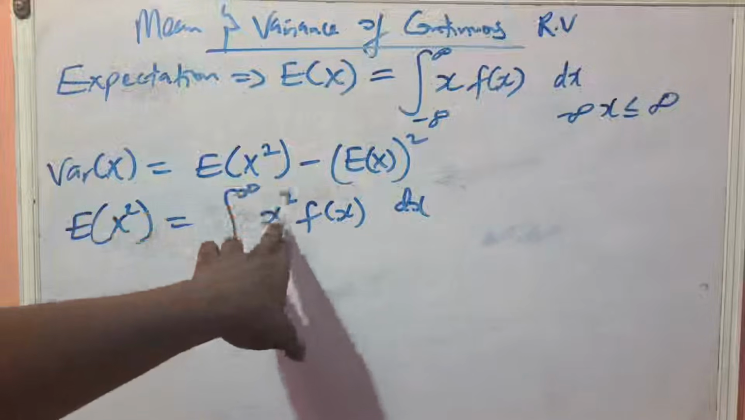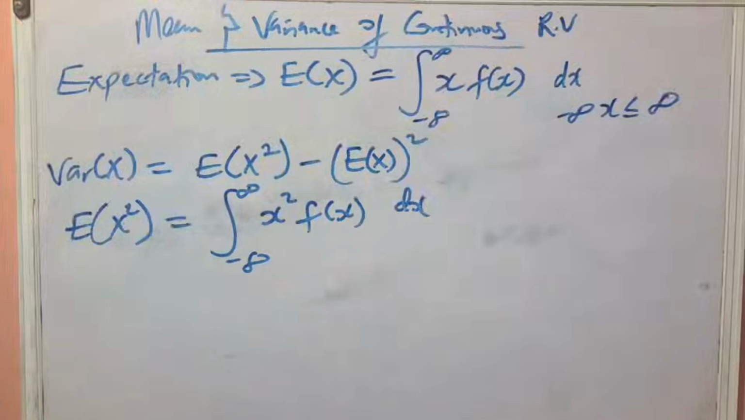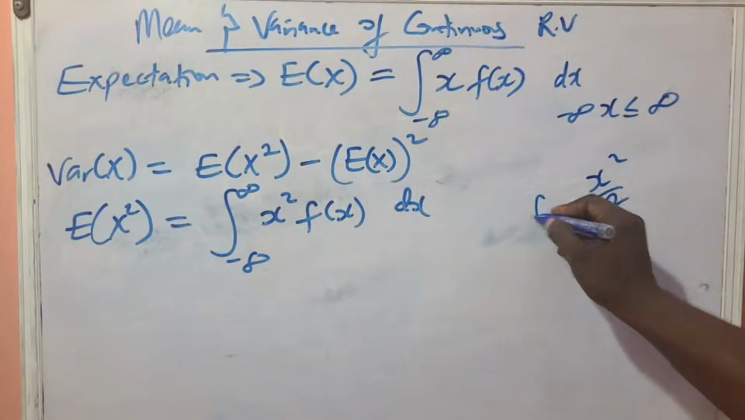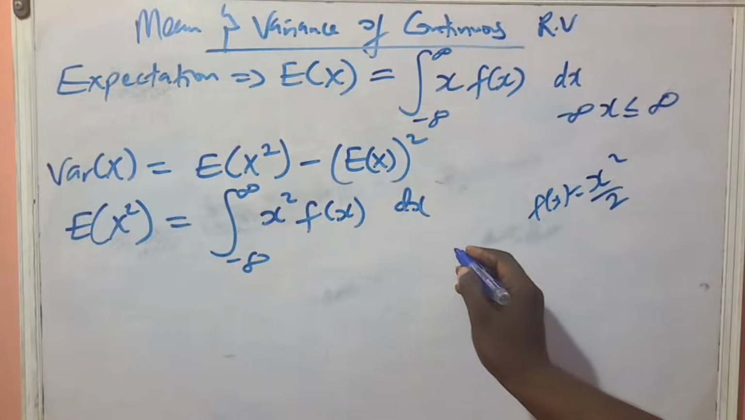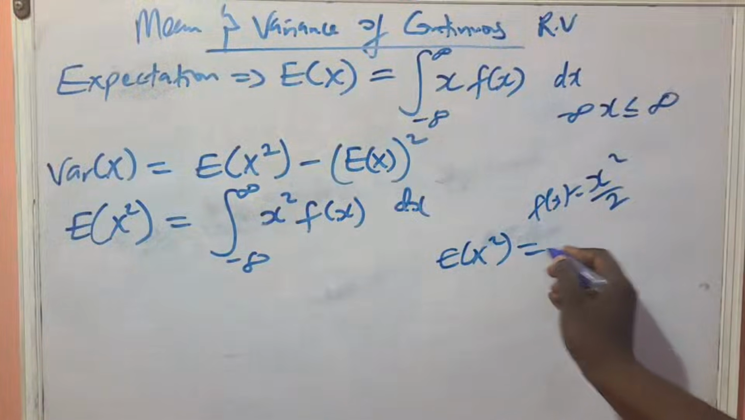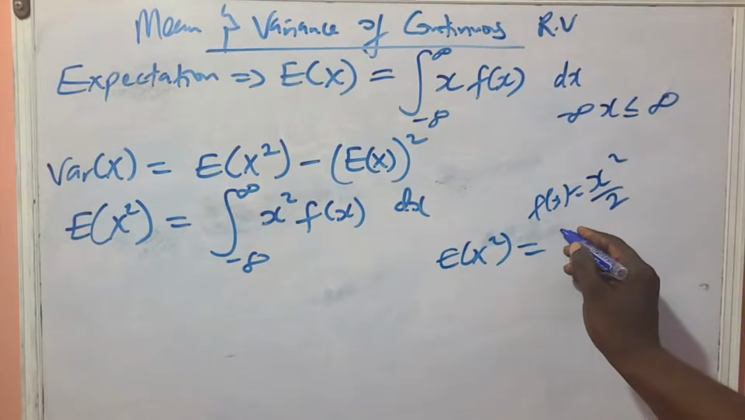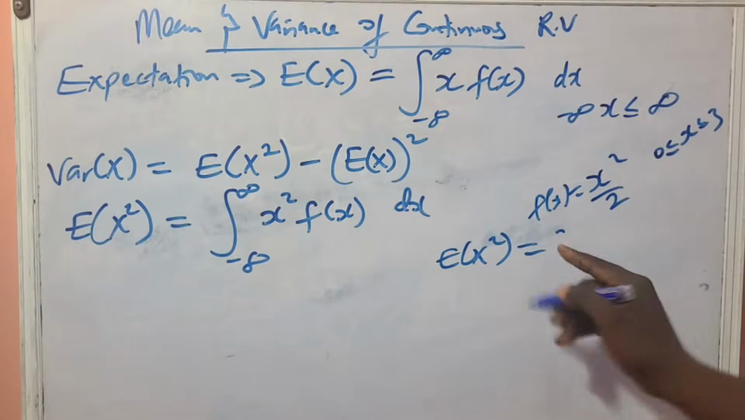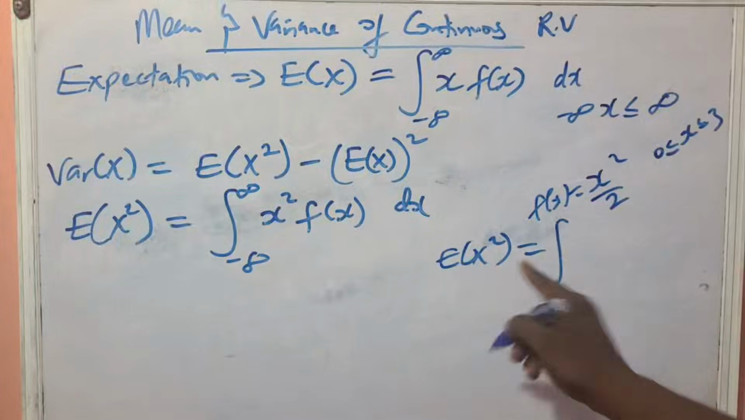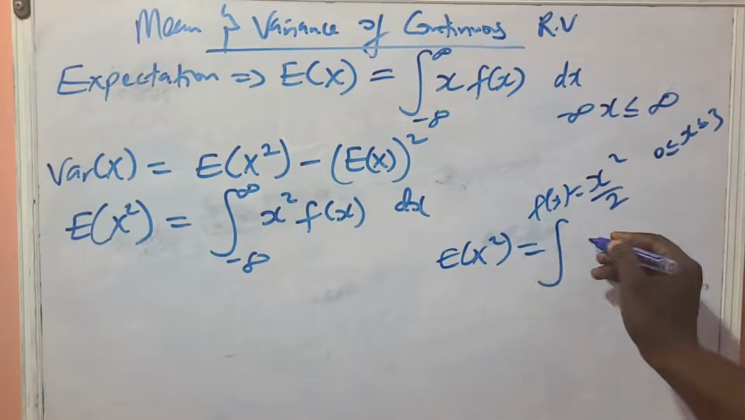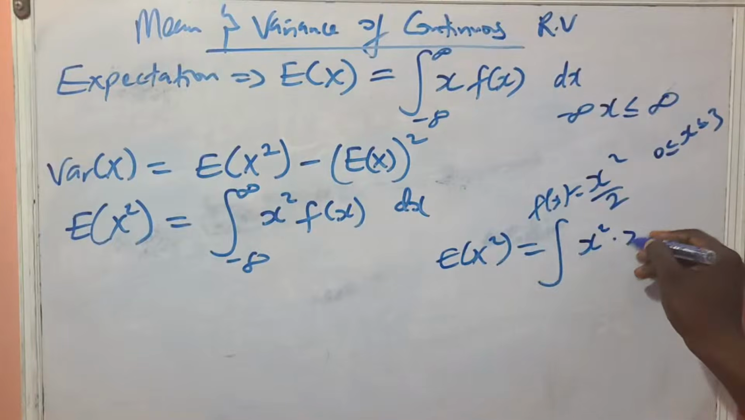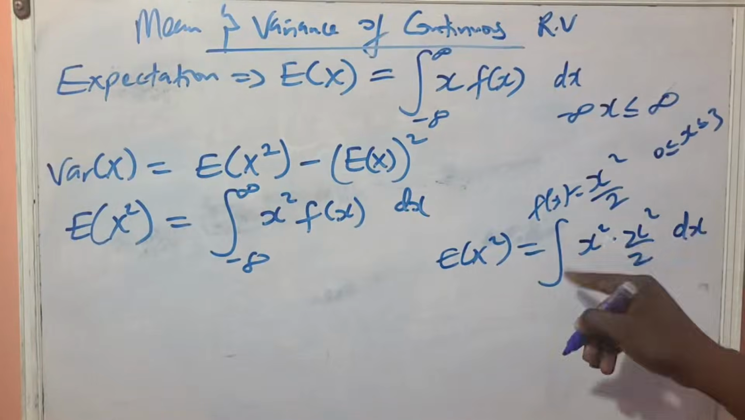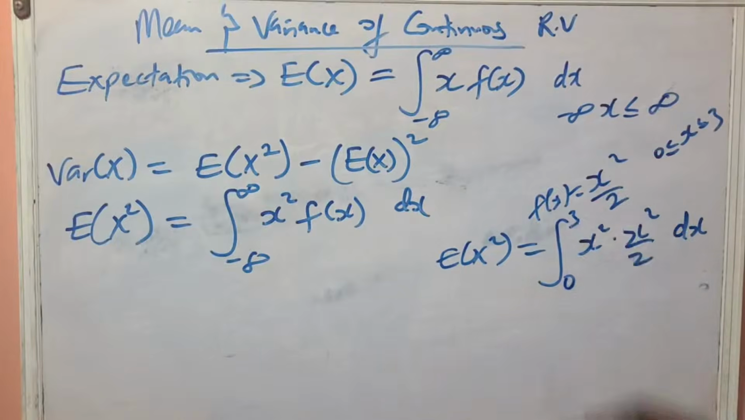You will be multiplying the square of x with your function, just to give you a hang of that. Let's say your function was x squared over 2. If you wanted to find e of x squared, what you just needed to have done is to integrate. Let's say your x was between 0 and 3. So I needed to integrate x squared times x squared over 2, which is the function, with respect to dx. Now your limit will be between 0 and 3.